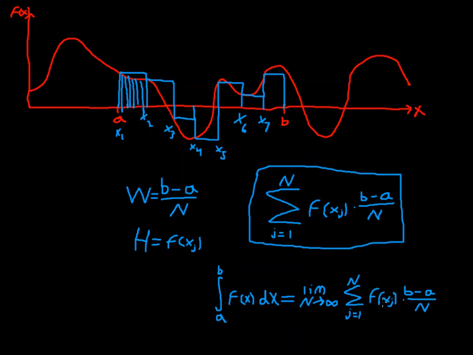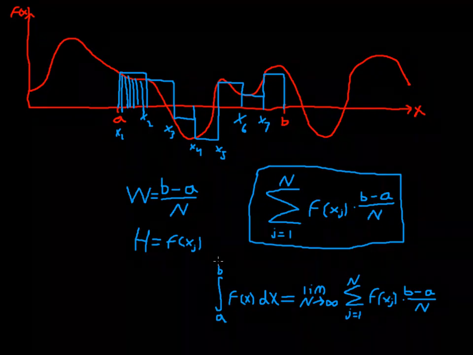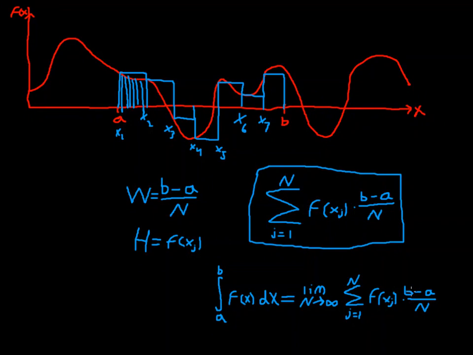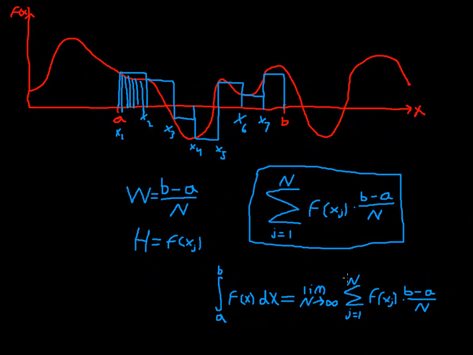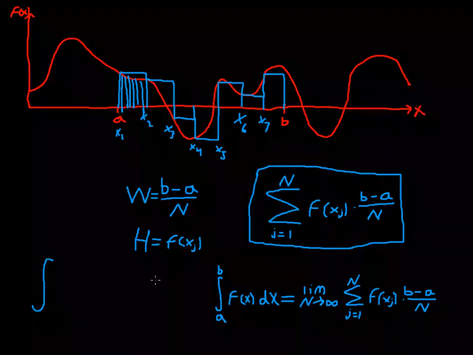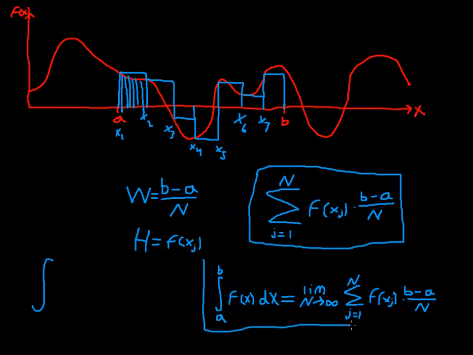And realize that if we switched a and b here, this term would be switched, right? If this was from b to a, the lower bound was b and the upper bound was a, this term would be flipped. And in fact, we can have an identity here. First, I'll box this in. This is our definition of the integral.